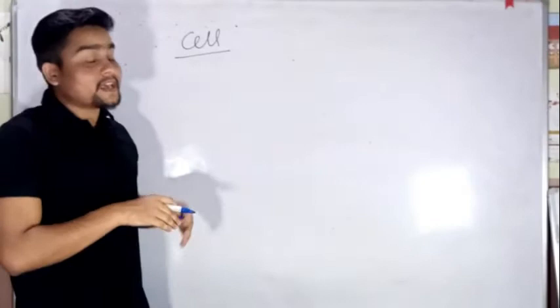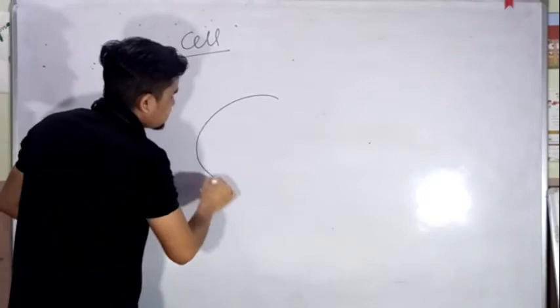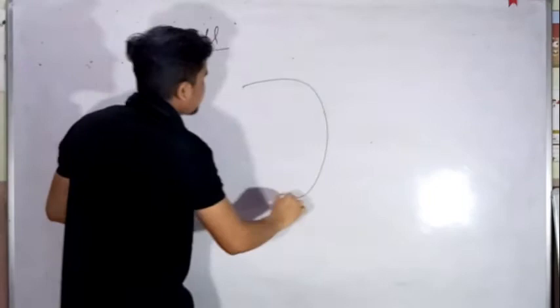Next is cells. Cells are combined with their functions and their organelles. So, a rough way of drawing a cell: this is a cell.